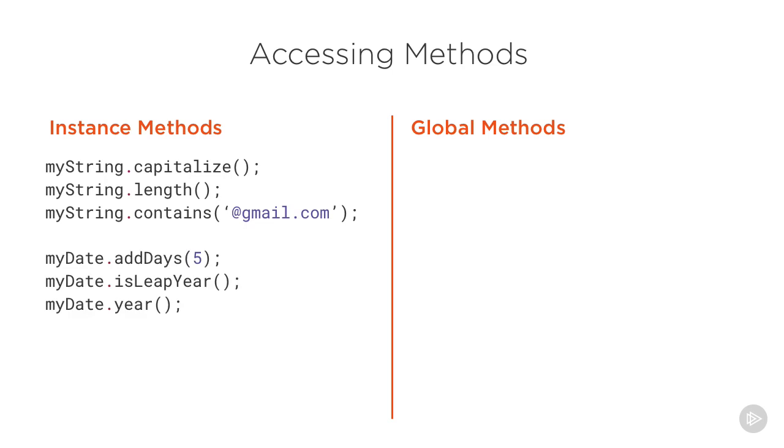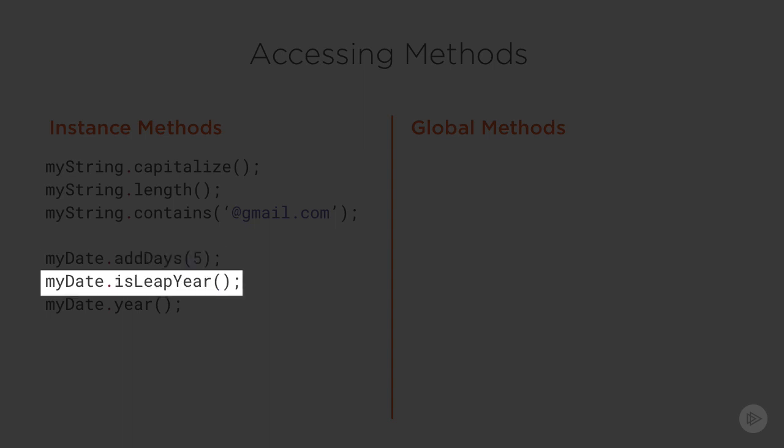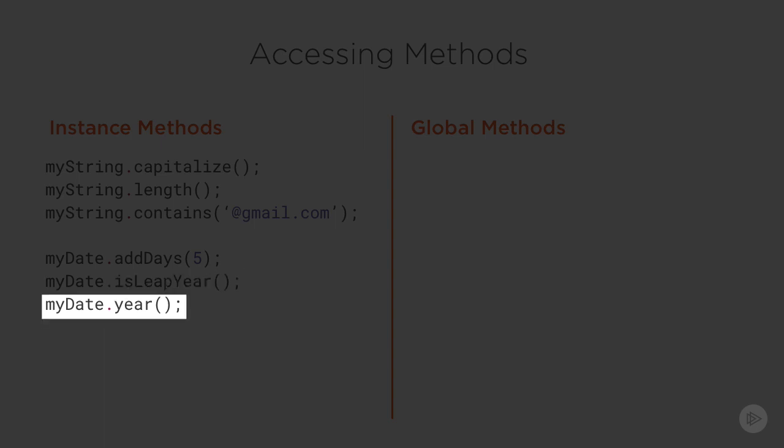Now, here are some instance methods for a date variable. Again, myDate is the instance of a date data type. addDays5 will add 5 days to our date. IsLeapYear will tell us true or false if our date is in a leap year. And year will return to us just the year our date is in.